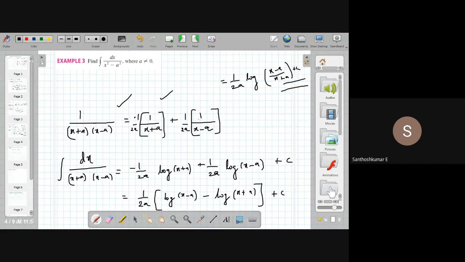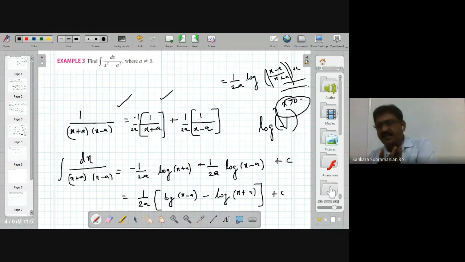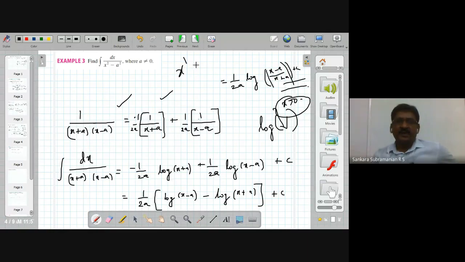Sir, modulus symbol. Log is not defined for a negative value, so it must be greater than 0, it has to be positive. So modulus must be put. But it is understood. We don't write x power 1, we just write x. It is understood that the degree is 1, right?